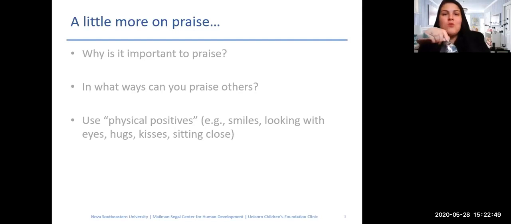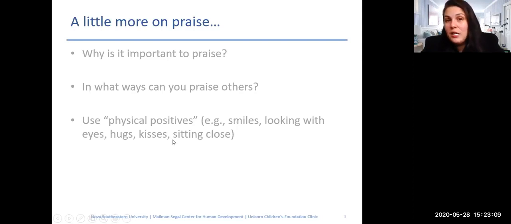So the next portion, in what ways can you praise others? And for this one, again, there's so many ways you could do this. You could do this verbally. Depending on the relationship with the child, if this is a parent with their child, they could use physical positives, right? So smiling, looking with the eyes, hugs, kisses, sitting close with them. There's so many different ways to praise children.